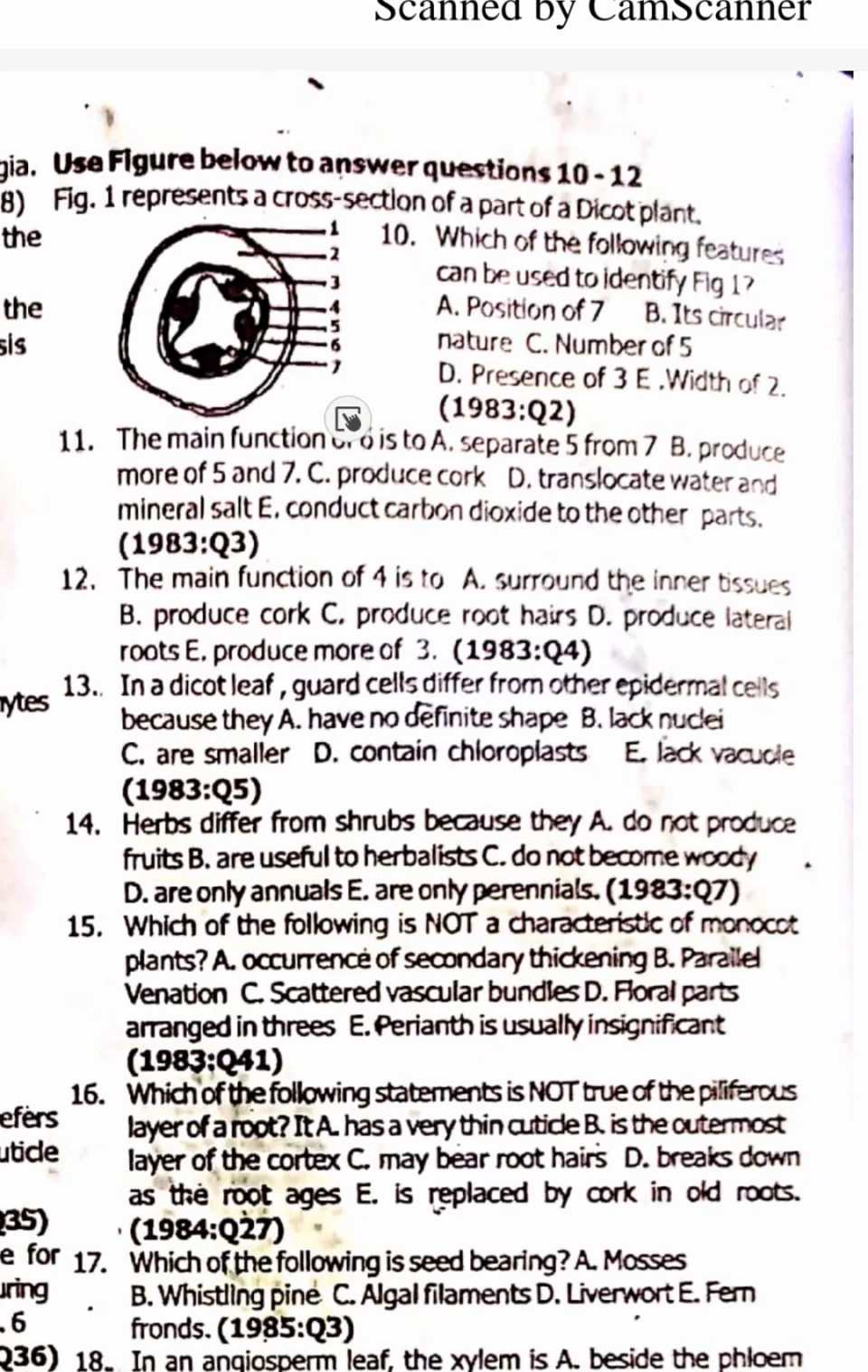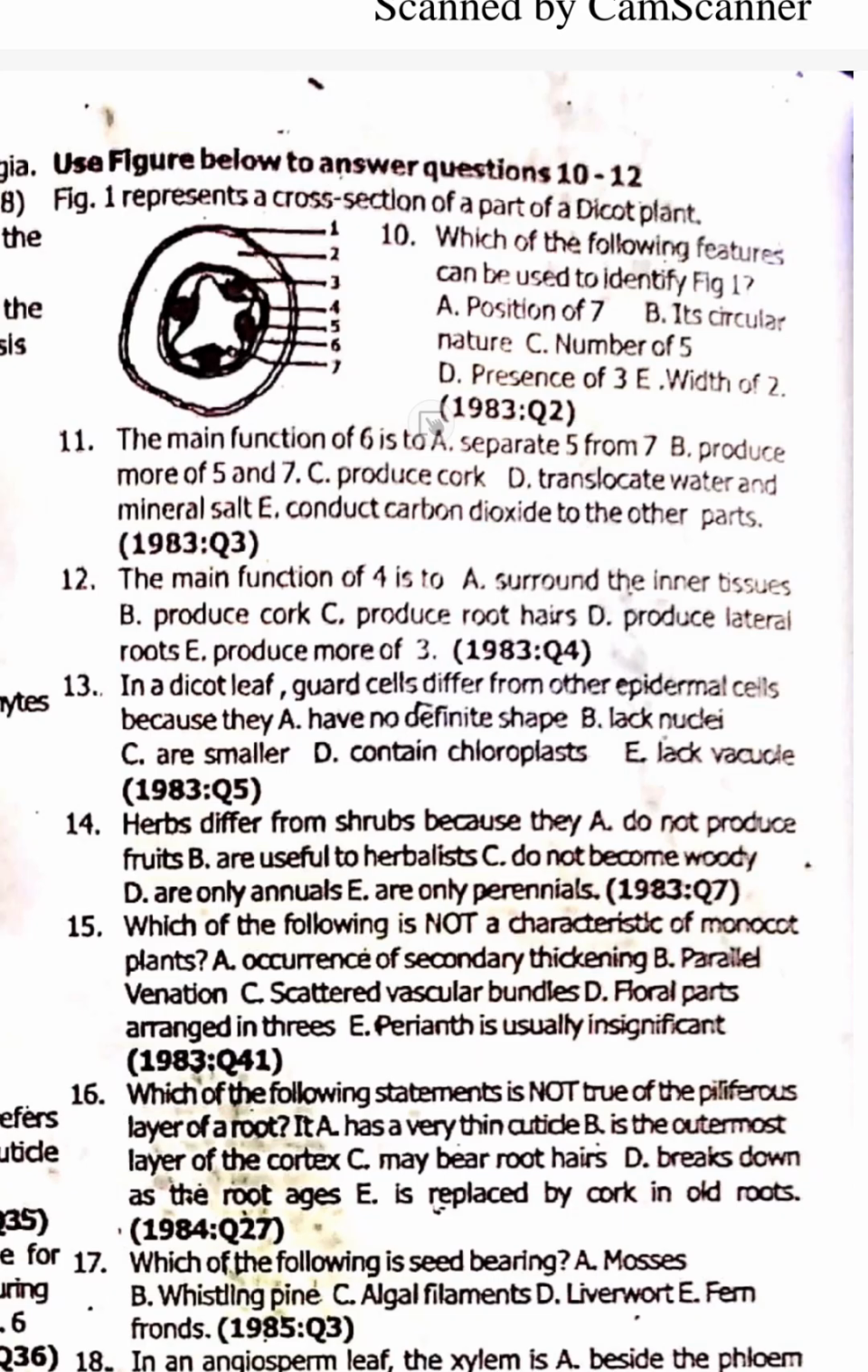Which of the following features can be used to identify figure 1? Number 10 is option A, the position of the xylem. Now, I want to give out each of the positions. Number 1 is called the epidermis. Number 2 is the cortex. Number 3 is the endodermis. Number 4 is the pericycle.